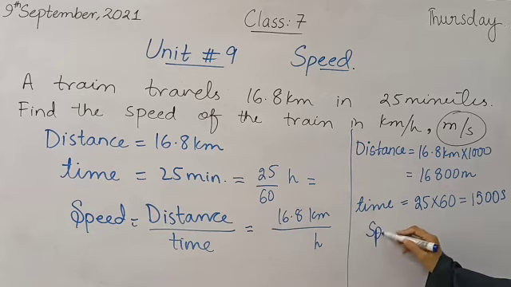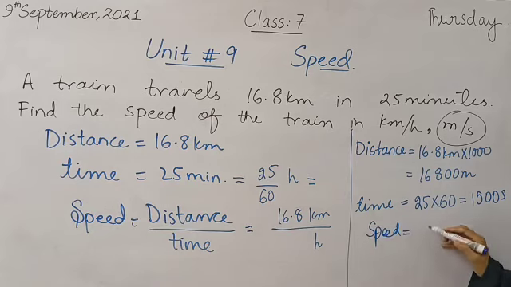Speed is equal to, what is the distance? 16,800 meter and the time is 1500 seconds. Simplify them and then tell me the speed of that train.